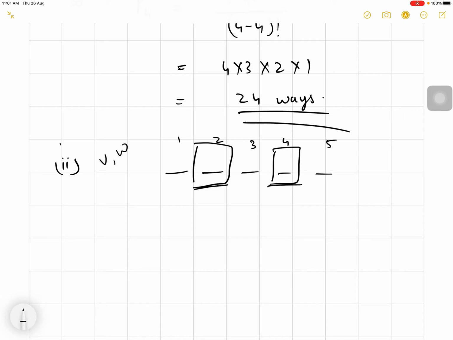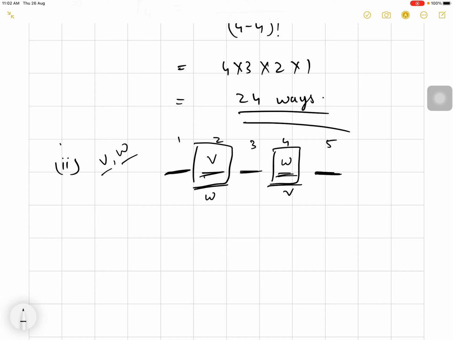So it can be either V can come here and W can come here, or W can come here and V can come here. So there are 2 ways, right? 2 places and 2 letters also. So 2P2, right? And for remaining 3 places, there are 3 letters remaining, so 3P3. And then you multiply. Correct? Okay.